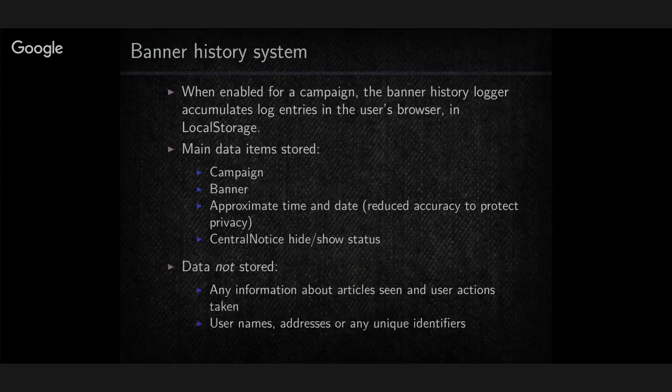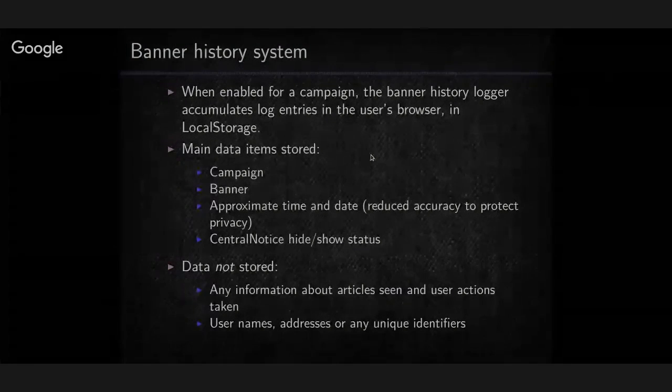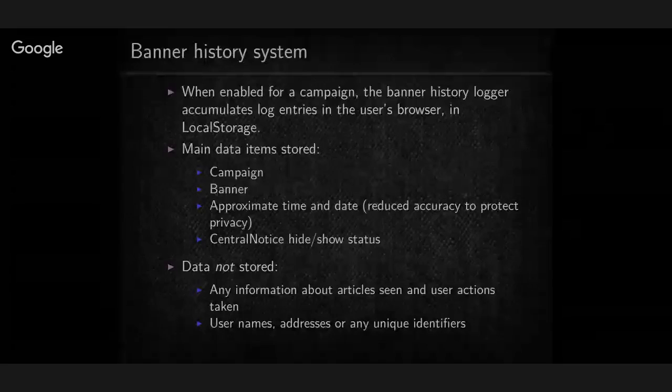So here is an overview of the banner history system as it is now. When you enable the system for a campaign, the logger will start accruing log entries in the user's browser in local storage. So with this, the user can see everything that we store and knows exactly what we're storing and what we're not. So there's no tracking of users via unique ID. It's all local and visible.